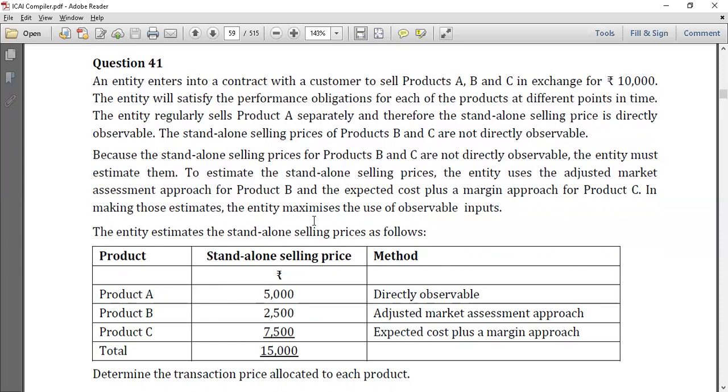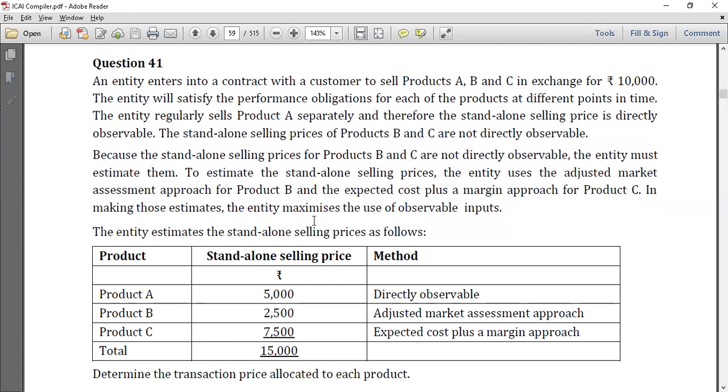You can easily observe that it is 5,000, as given below. The standalone selling prices for B and C are not directly observable; you cannot observe them individually, only together. Because the standalone selling prices of B and C are not observable, the entity must estimate them. Of the whole 10,000, 5,000 is directly observable. What is left is 5,000, and this 5,000 should be allocated between B and C. That is the case here.